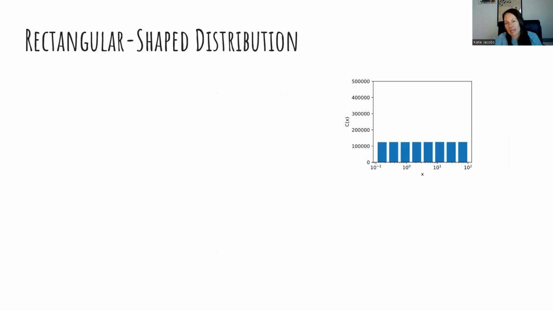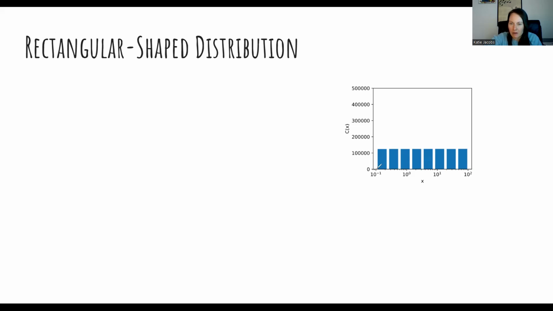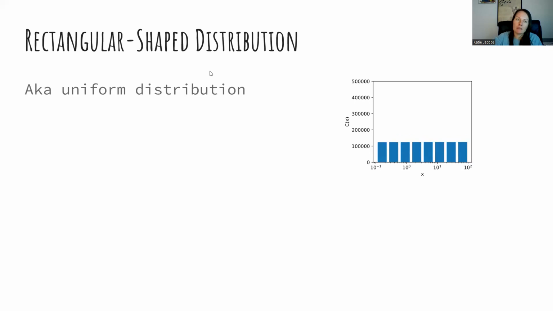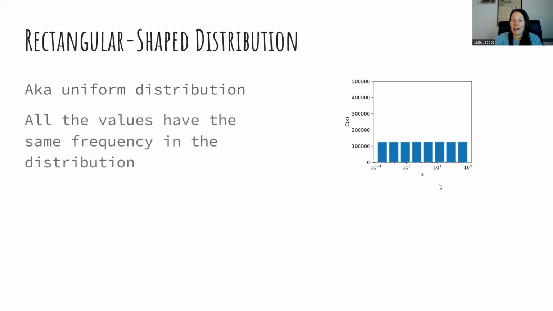We also have a rectangular shape distribution. We see here that I actually included a picture that had the bars on it, but if we go and draw over the top of the bars, that's really sad. We see that it has a rectangular shape, so that's where it gets its name. Another name for this is also known as a uniform distribution, and that's because every single value happens to have the same frequency in the distribution.